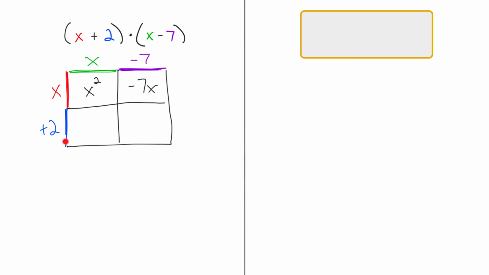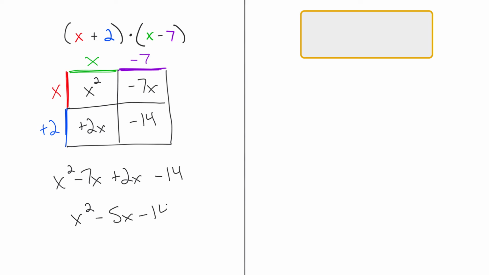Bottom left box is 2 units tall, and then x units wide, so that'll be 2x. And then lastly but not least, this is 2 units tall and -7 units wide. 2 times -7 is -14. Add those together, you'll get x squared minus 7x plus 2x minus 14. The two terms in the middle are like terms. They both have an x, so I can combine those together to get -5x. And now I have discovered the area of this shape.